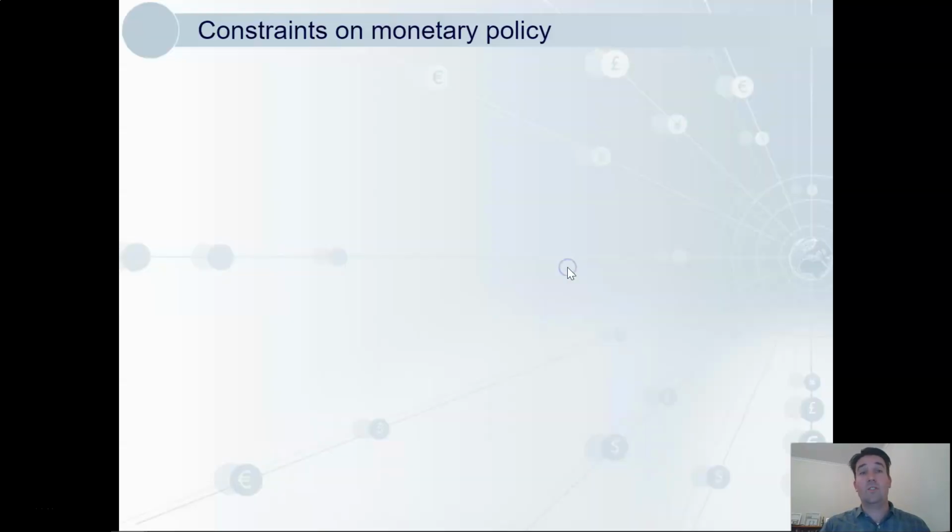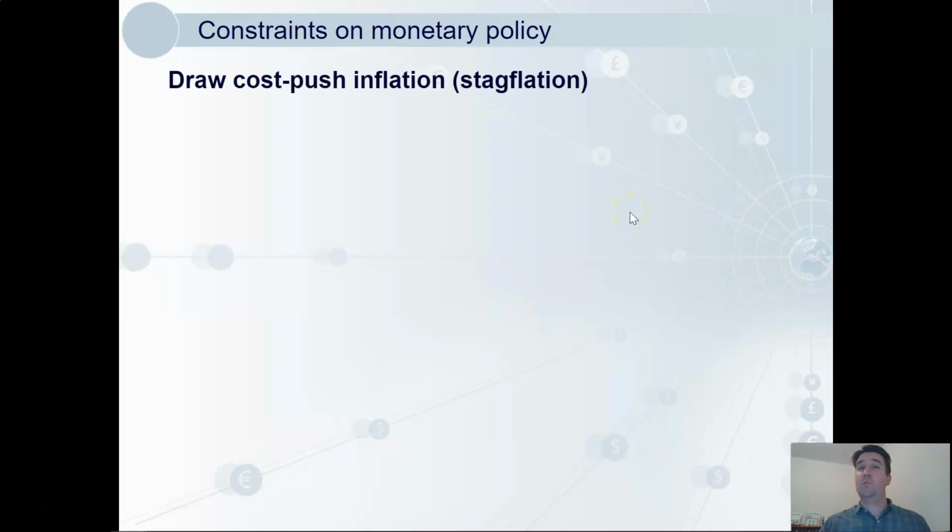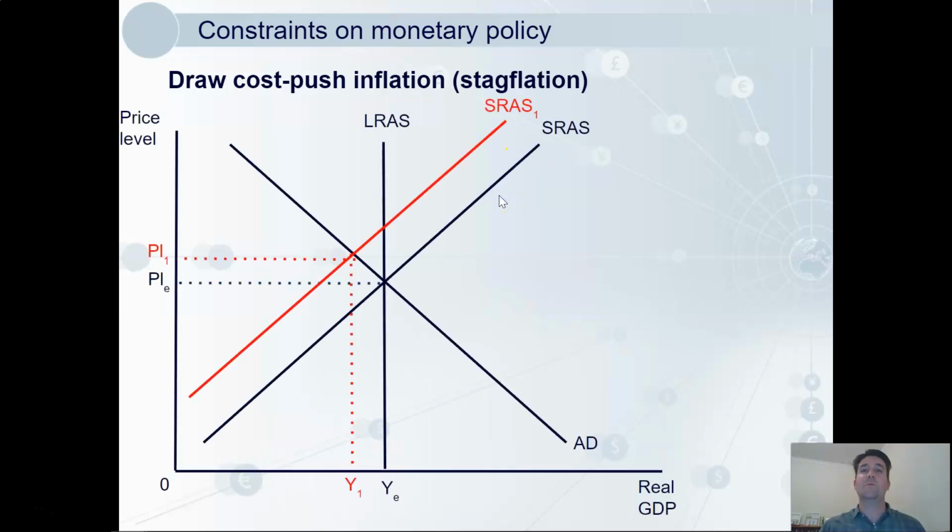Now to a couple of constraints of monetary policy. What have we got here? First, I want you to draw cost push inflation or stagflation. So just pause and do that. Okay, here we go. That was quick. You would have drawn this.